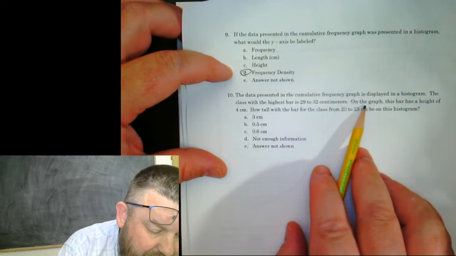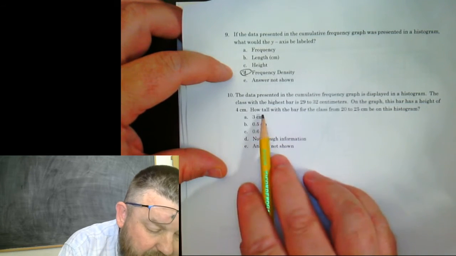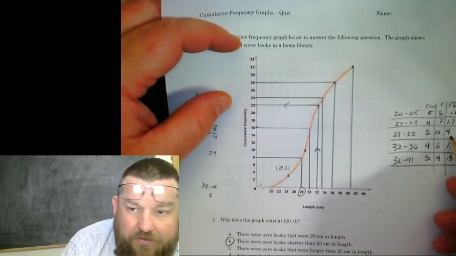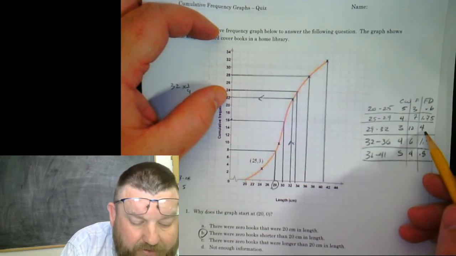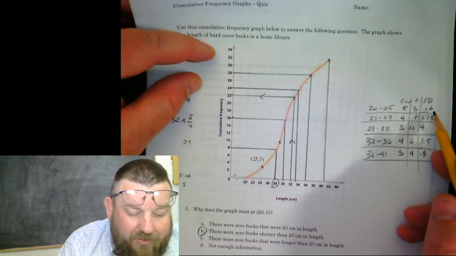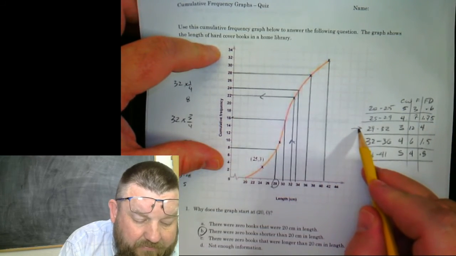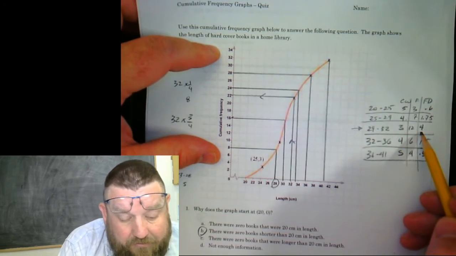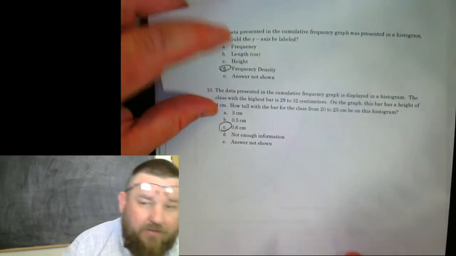And then the height of this bar is 4 centimeters. How tall is the bar from 20 to 25? Well, check this out. The height of this column on the histogram, which we don't see, is 4 centimeters, and it turns out the frequency density is 4. So it looks like 1 centimeter for every unit of frequency density. So 0.6 centimeters would be our answer.